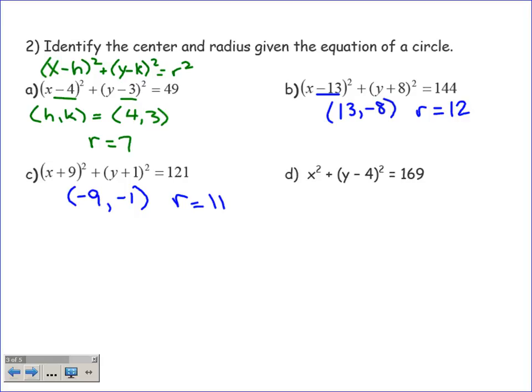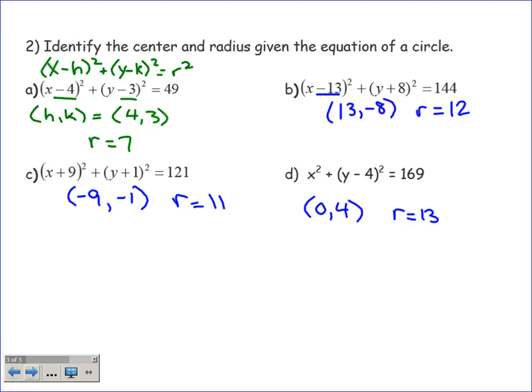All right, Mitchell, part D. What's my center? 0, comma what? 4. Great job. And 169, what's the square root of 169? 13. Good job, Mitchell, by the way.